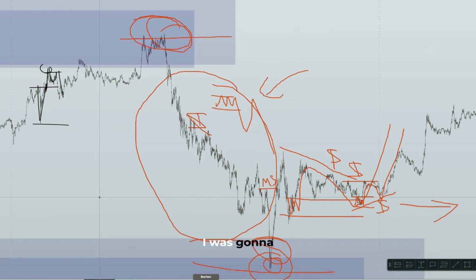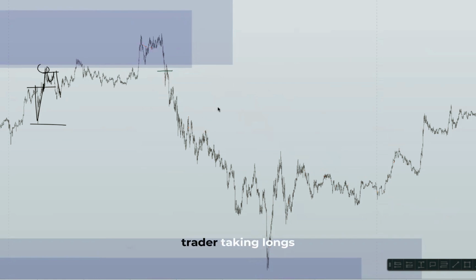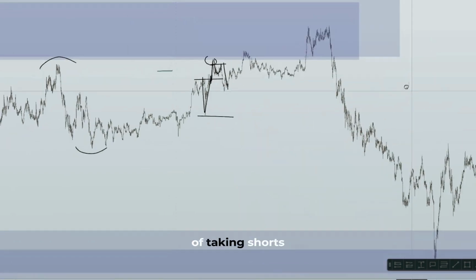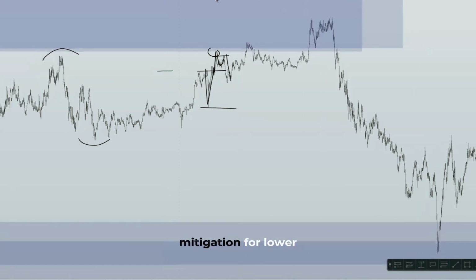Because, I was going to say, there's two traders in here, right? Quite simply, there's a trader taking shorts and there's a trader taking longs. What's the trader taking shorts from? Well, I understand that if I'm taking shorts from this, I am following that higher time frame mitigation for lower prices. And where's it going to want to aim? Well, it's going to want to take out at least that swing low. So that's fine, and I'm looking to play price until it gets there. So I'm looking for shorts. Where can I look for shorts?